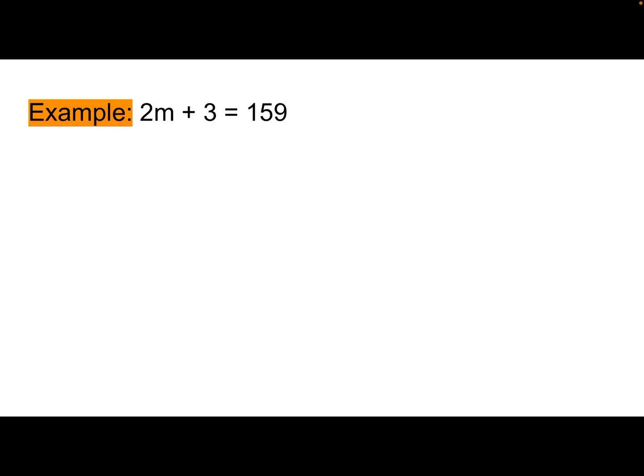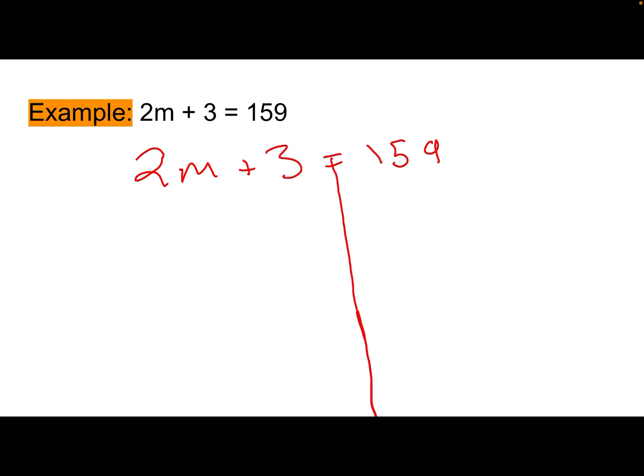All right, so the first thing I like to do is I'll just write out my equation here. And then I like to draw a line straight down through my equal sign, so that way I know whatever I'm doing to the left side of the equation, I'm also doing to the right side. Now remember, what's our goal here? Well, our goal is to isolate m, right?